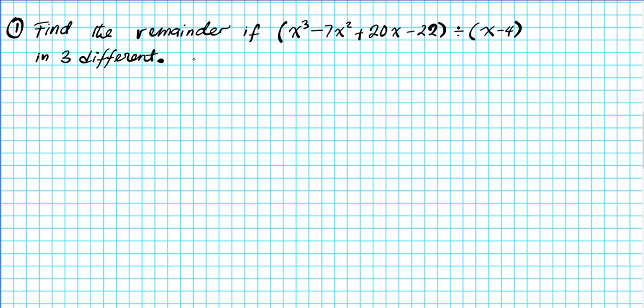That's the first part, and then you have to answer the question: is this divisor right here, x minus 4, a factor of the dividend? Is it? Alright, let's start with part 1, which is to find the remainder.